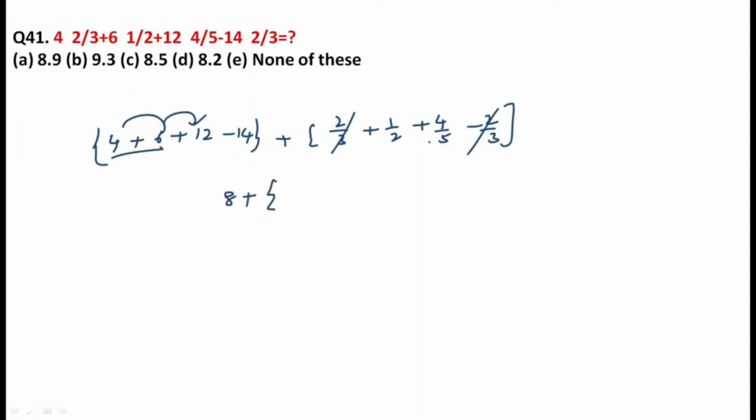8 plus 1 by 2, 4 by 5. The LCM is equal to 10. Now here by the 5, 5 plus 8 is equal to 13. Now you can get 8 plus 1.3 is equal to 9.3. Just separated the fractions and numbers now.